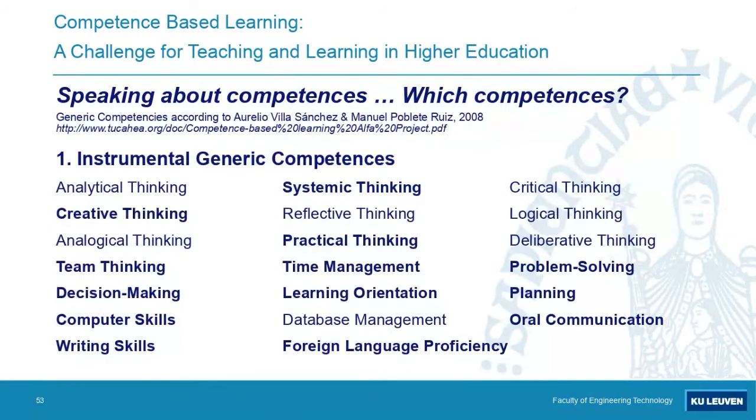Some examples. Here you see the examples of instrumental generic competences. The ones that I have printed in bold, like creative thinking, systemic thinking, practical thinking, are the ones that are most appreciated by the people in practice. It means that it is needed for students when doing a job, but it's also needed when teachers are doing their job. So these are core competences that we have to develop.